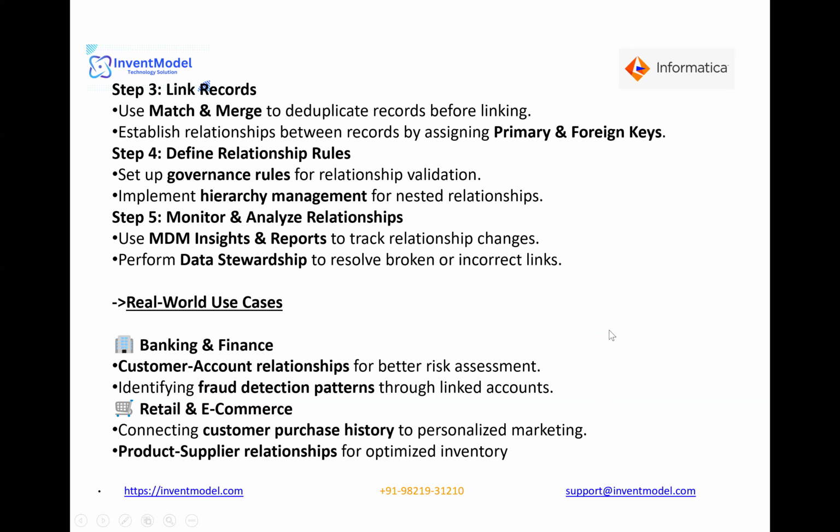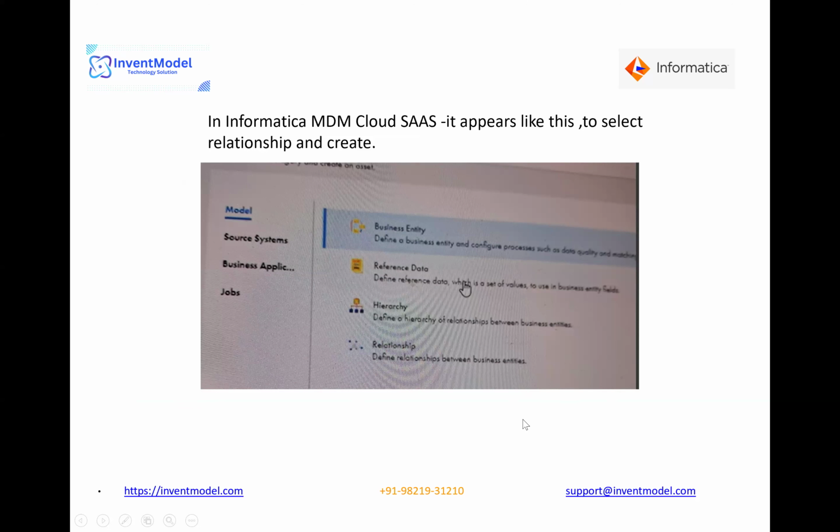So like in MDM Cloud SaaS, from where we can create the relationship, in Business 360, we go to model, and then over here we can see different options. So in last we have the option called relationship, and also we have the option hierarchy, that is for hierarchy. But right now we have to create a relationship, so we'll choose the fourth option.